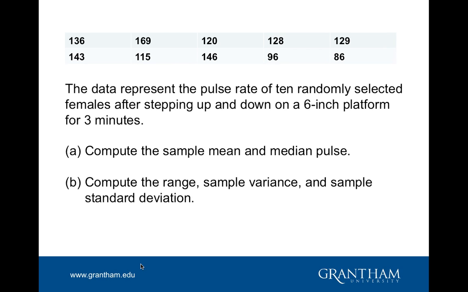The data represent the pulse rate of 10 randomly selected females after stepping up and down on a 6-inch platform for 3 minutes. So each of the females, their pulse was checked, and you're asked to compute the mean, the median, the range, variance, and standard deviation. Notice that this is all for a sample. So we're going to go through and do this together using the functions that we have just talked about.